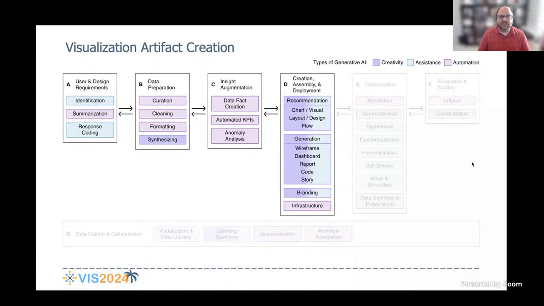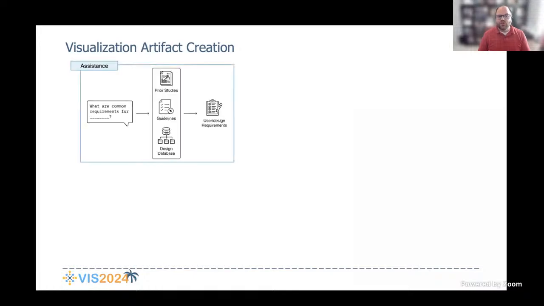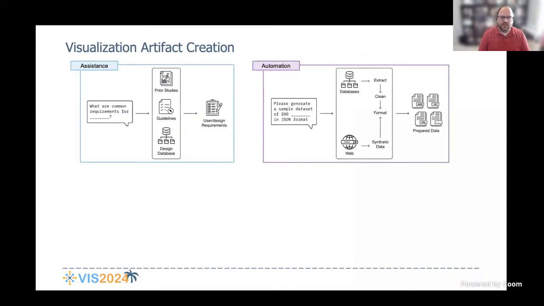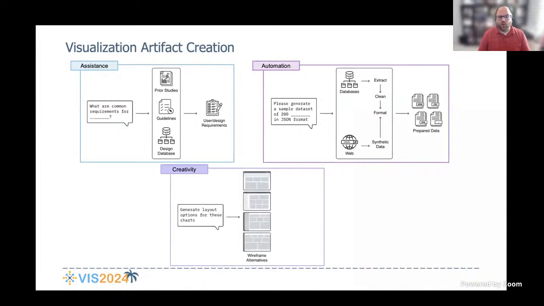The first section comprises the phases related to creating visualization artifacts. Here, teams are focused on gathering requirements, organizing, wrangling, and exploring data, then designing, building, and deploying solutions. Here are a few examples of how generative AI can be used across its 3 types. It can be used as an assistant to produce user and design requirements based on specific questions and needs. Generative AI can also automate the process of cleaning and/or producing synthetic data in many different formats. Or it can provide design alternatives for a selection of charts, helping designers explore creative possibilities.